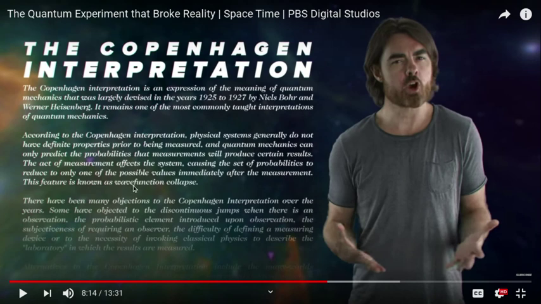Now you can say, oh, here's my one possibility after what? Immediately after the measurement. You wait for us to have the measuring stick, and then you say, well, here's my result. Nah, man, it's all happening. We're talking about the complete set of probabilities, not just one possible value immediately after the measurement. This feature is known as wave function collapse.